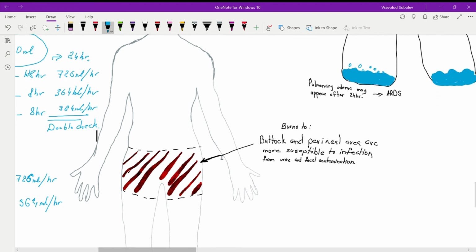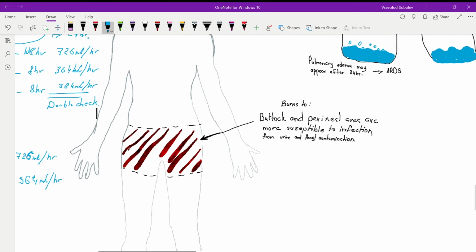So again, as I talk, burn to the perineal area would be more high risk for infection.